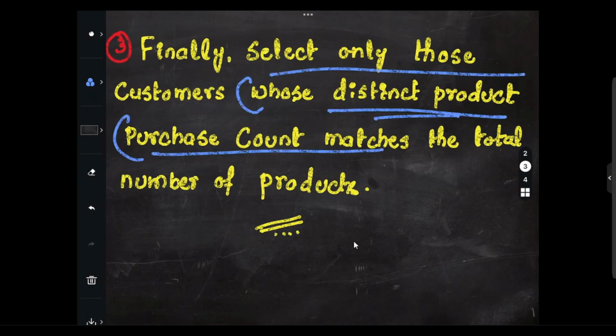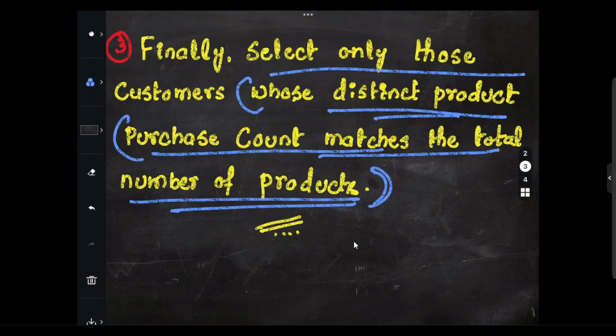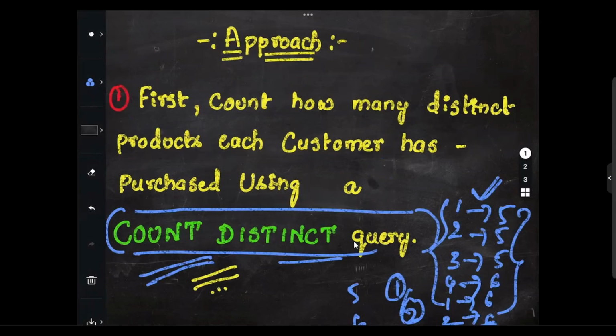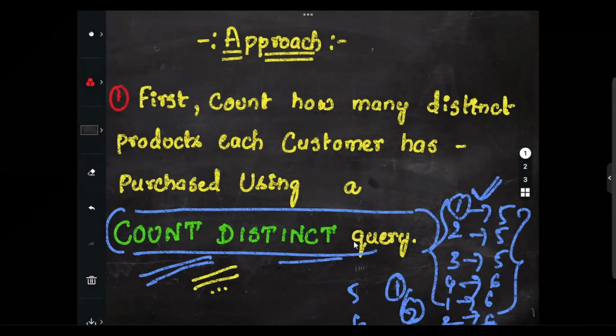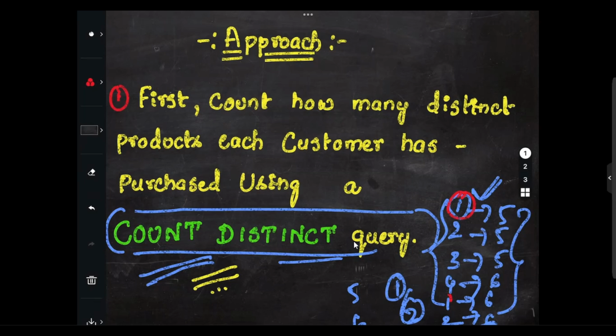So the third one, the final one, we will select only those customers whose distinct product purchase count matches the total number of products. This is very important. In the example that I considered here, we have only one, this one has 1 and 2. Only 1 and 2 in this case match all the product keys that have been given here as 5 and 6.